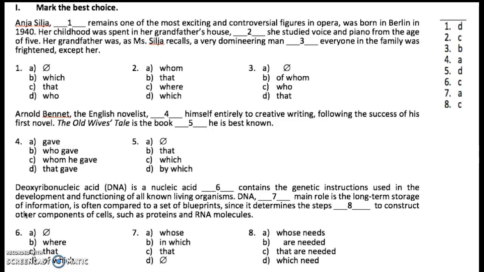Number 2. Her grandfather's house is a place, and we learned that she studied voice and piano there. 3. The adjective frightened is normally followed by the preposition of, and in relative clauses you can use such prepositions before the relative pronoun. 4. You need a main verb for this sentence, so gave is the answer.